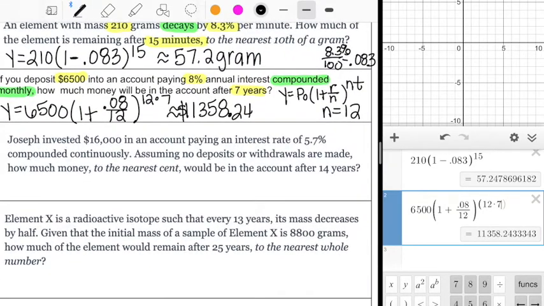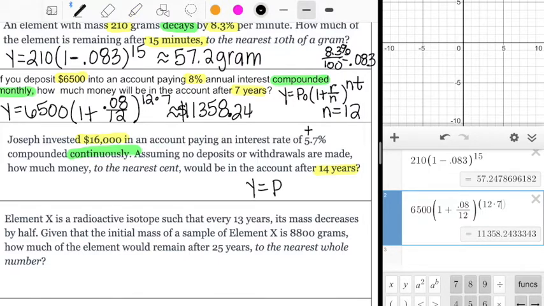All right, so for the next one, it says Joseph invested $16,000 in an account paying 5.7% compounding continuously. So the keyword right there is continuously. We know we're going to use that continuous formula. Assuming no deposits or withdrawals are made, how much money do you have, rounded to the nearest cent, after 14 years? So he invested. If he's investing, he's going to be growing his money, so this is going to be a positive rate. All right, so then we have 14 years, and we're going to plug this all into our formula.